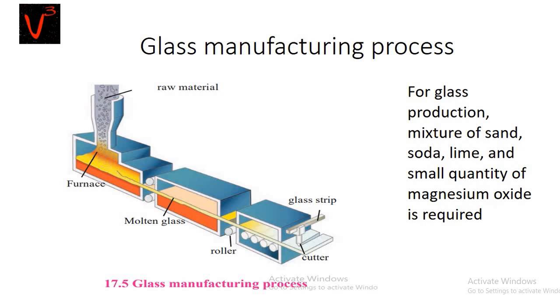In the image you can see there are three stages. First, in the furnace, the raw material is melted at a huge temperature. The raw material, that is sand, soda, lime and a small quantity of magnesium, is all heated in that furnace. Then the molten glass comes out of it, which you can see in the second box. Then from the roller, the molten glass is further sent to the next block, where it is turned into glass strips and there is a cutter which cuts it into the glass strips.